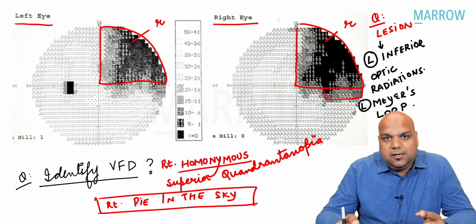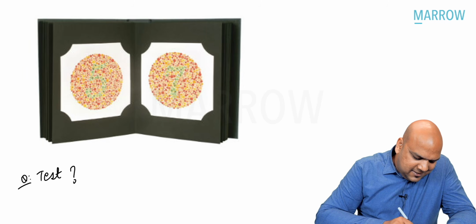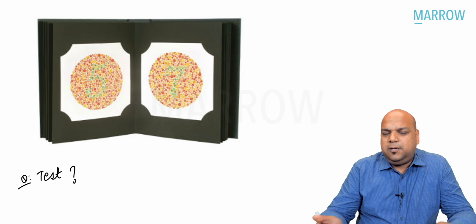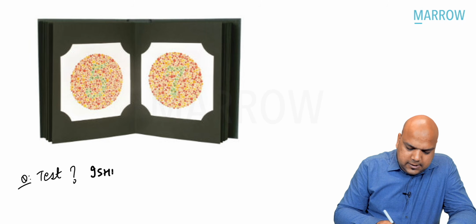The AI takeover is near. Don't let it proceed. Moving on, guys. Okay, very easy question. What is the test shown in the photograph? I don't think anybody will get it wrong. This is Ishihara chart.